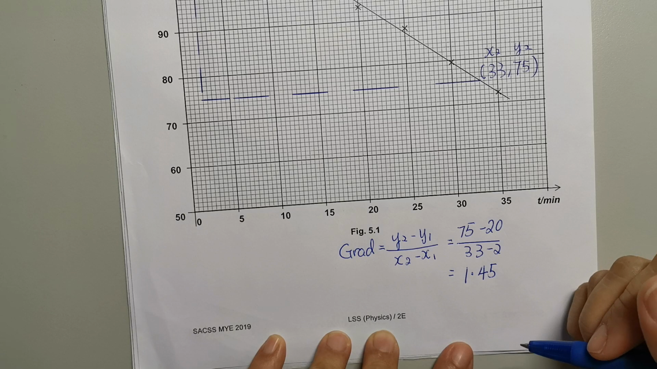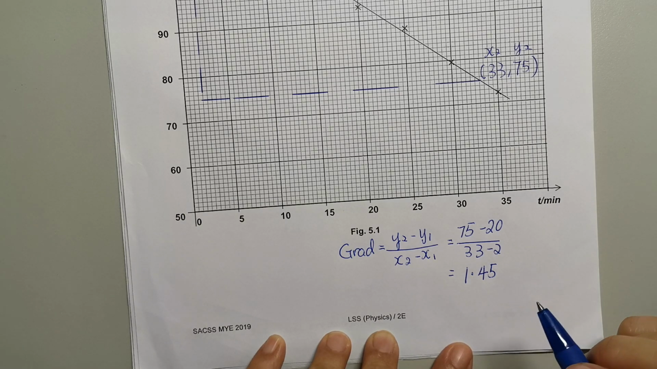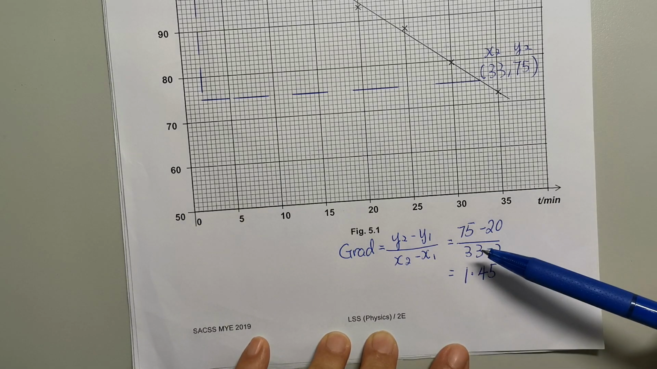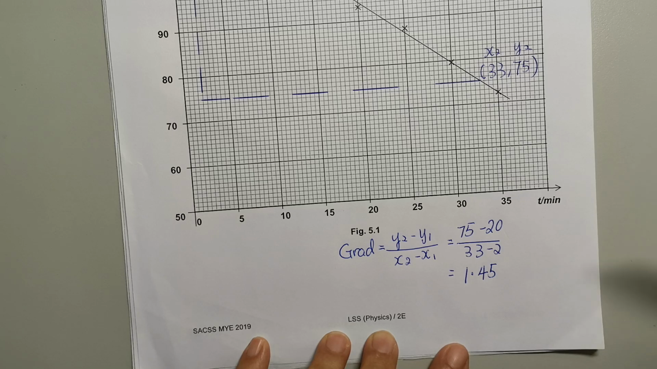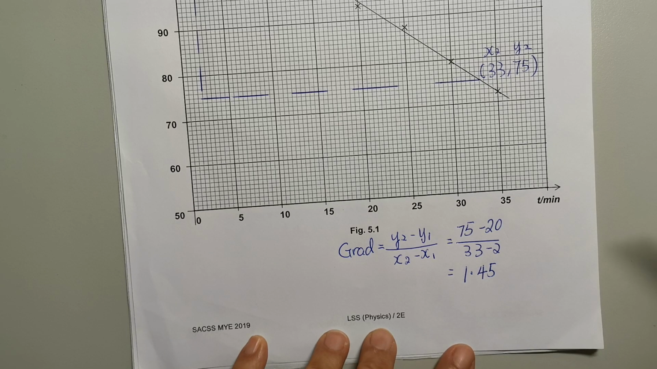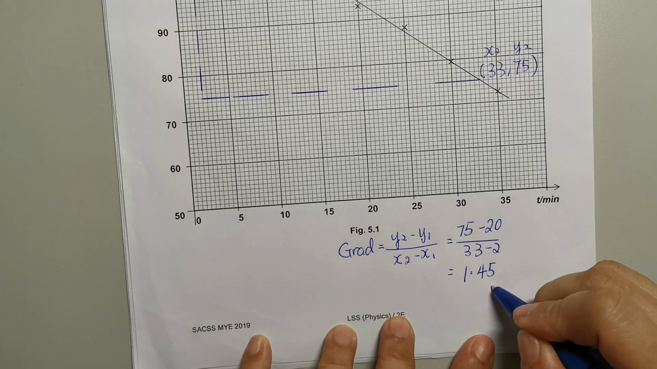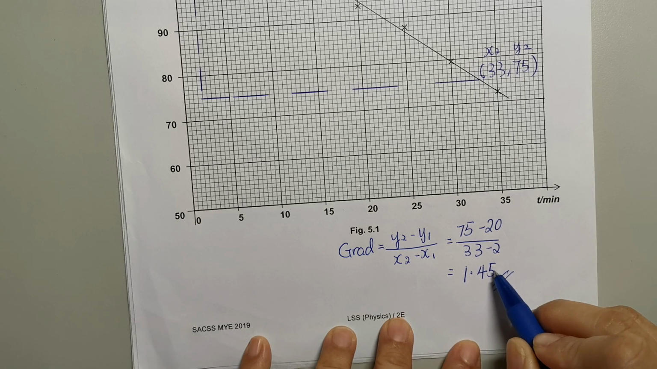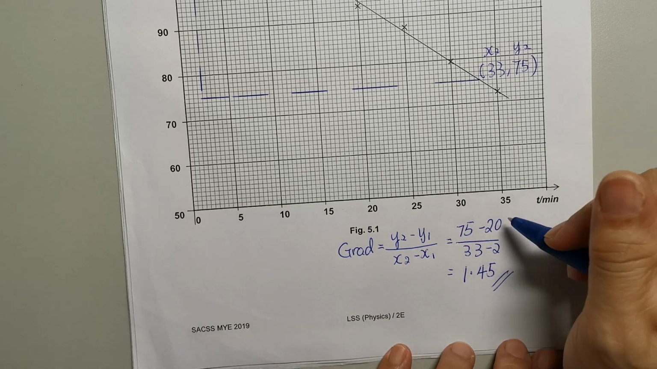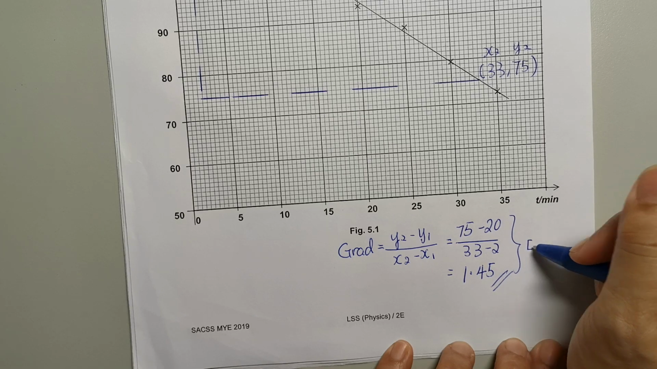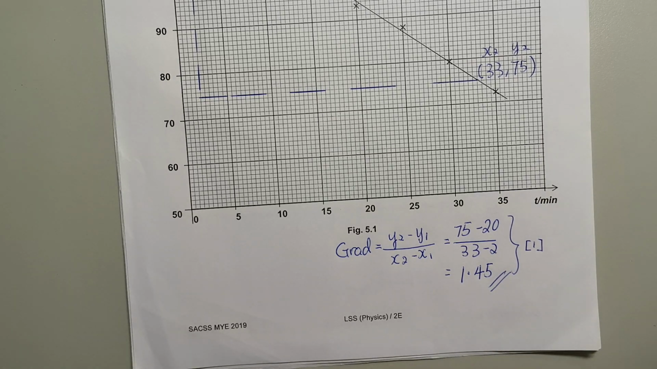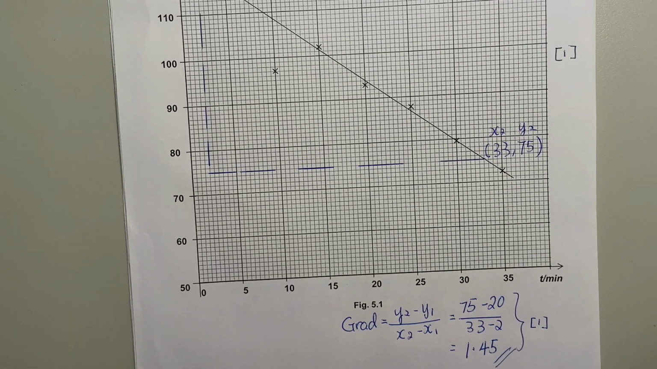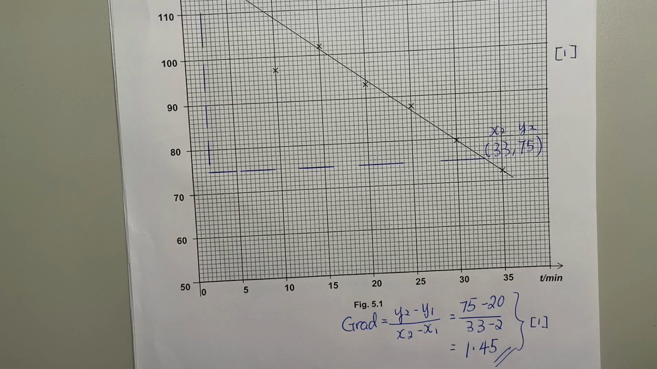There were a lot of you who gave the answer in fraction. Please remember, whether you are calculating gradient or anything else in physics, you're not allowed to give your answer in fraction. You always give it to 3 SF. So in this case, 1, 2, 3 significant figures. By showing this working, you will get the other 1 mark. So you've got to follow the requirements that I've stated earlier.